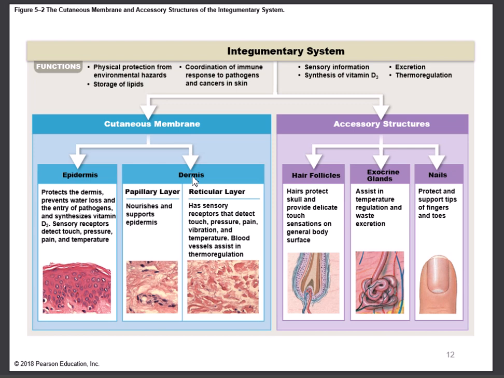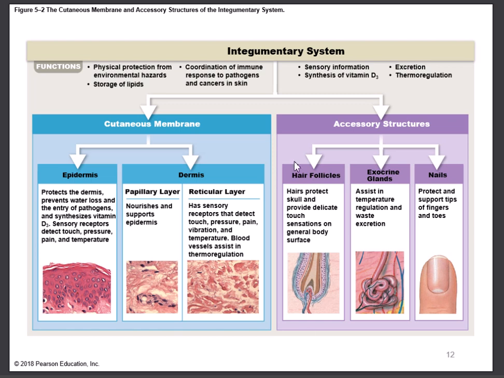You can see here in this blue box, we have the cutaneous membrane, and then the cutaneous membrane is divided into the epidermis, which we said was made up of epithelial cells, and then the other part is the dermis, which is primarily connective tissue. Now we'll see in part 3 of this presentation that the dermis actually is further divided into the papillary layer and the reticular layer. But all of this here is made up of connective tissue, and again, the epidermis made up of epithelial cells.